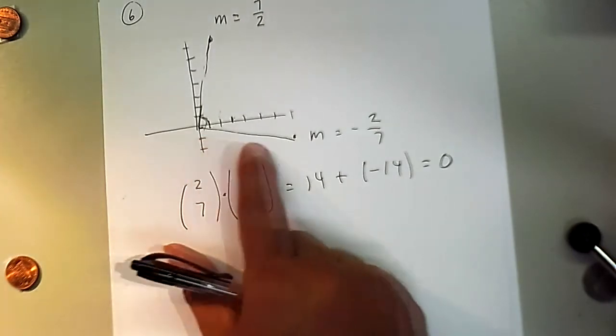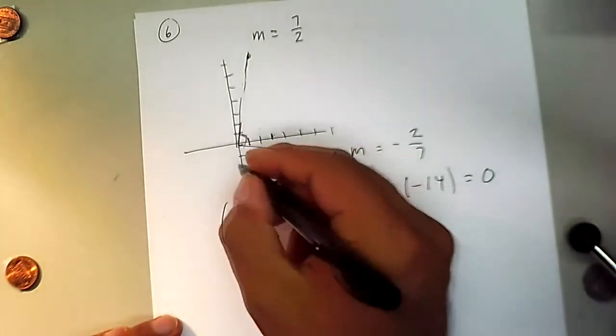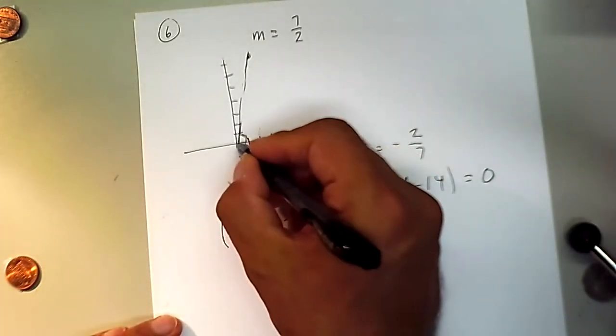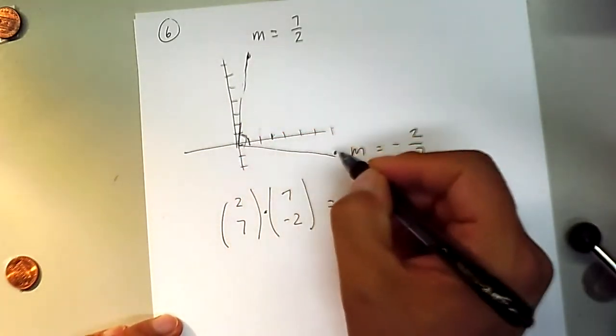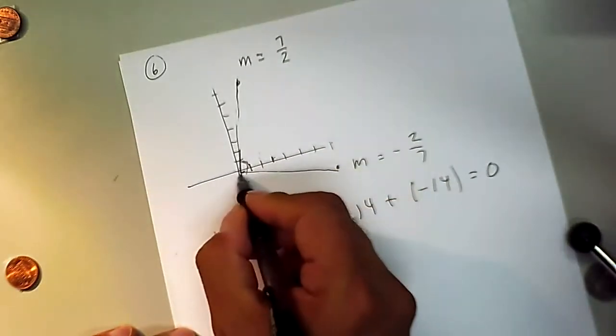Now, this is not the only perpendicular vector. You can have a vector that is going this way.